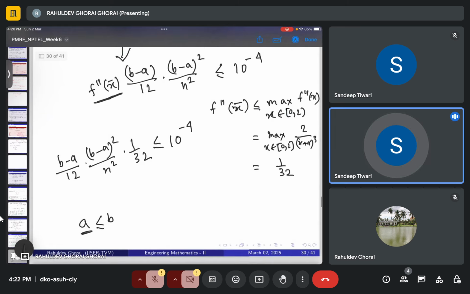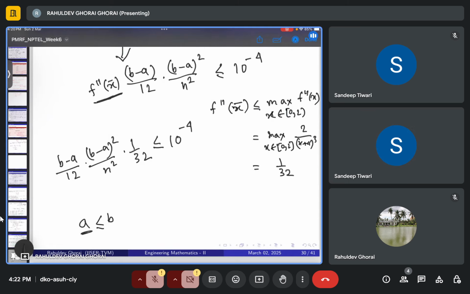First listen to me, then I will listen to you also. I have to give the condition that a should be less than or equal to 10 to the power minus 4. But I know a is less than or equal to b, right? If I make b less than or equal to 10 to the minus 4, then this one will also hold. What's the problem?